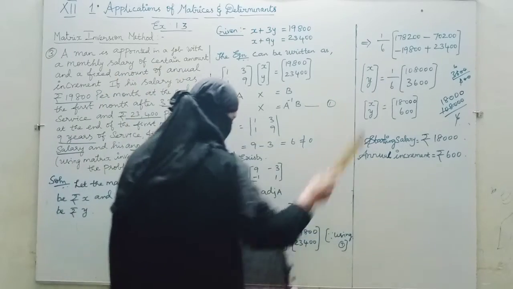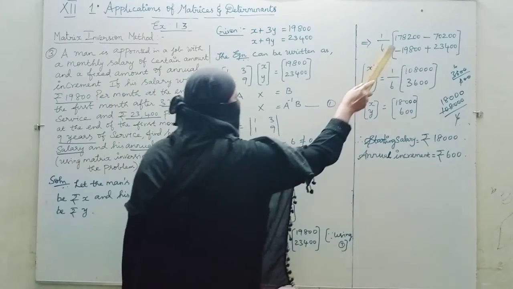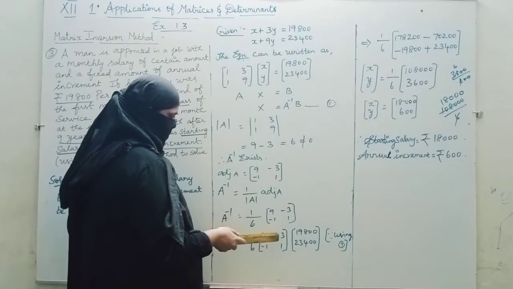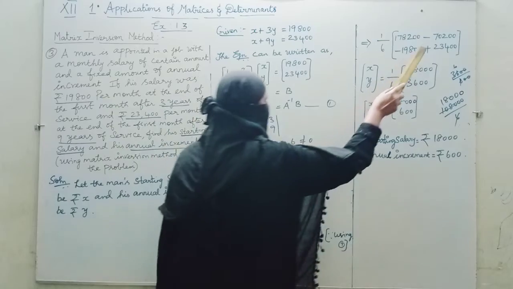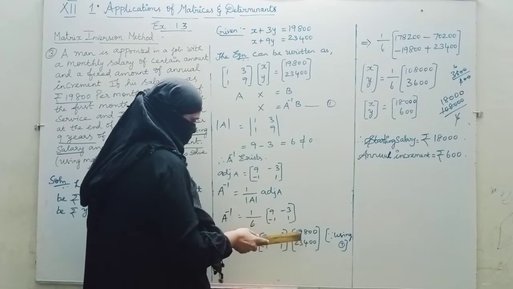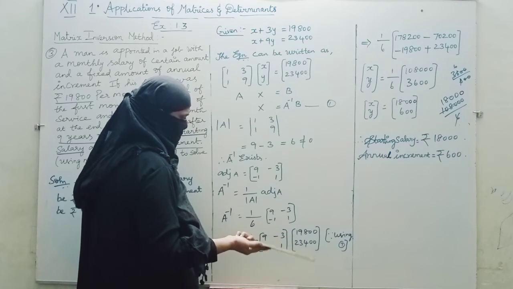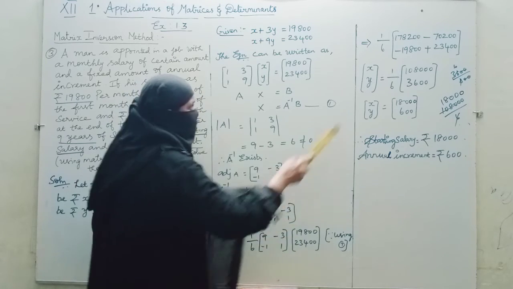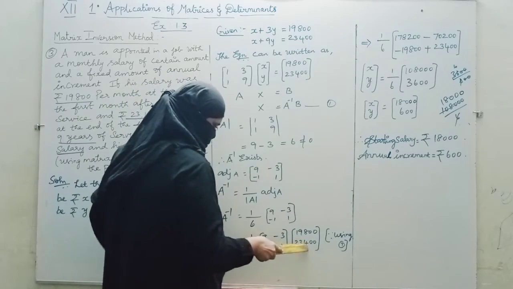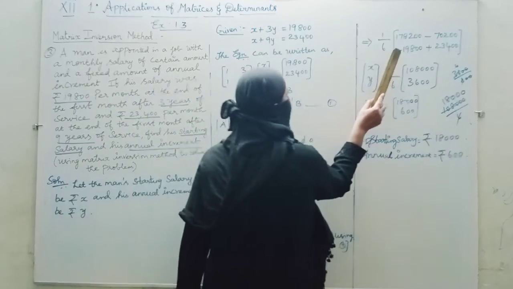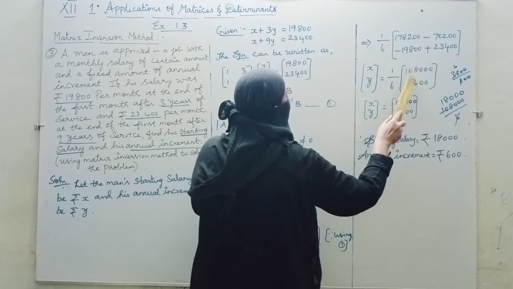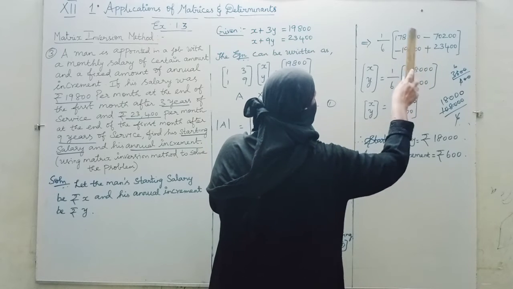So what is the answer you are getting? 9 into 198 means 1782, and then you can add double zero. Next one, 3 into 23,400, you get 70,200. Next, second row, first column: 198 into minus 1 is minus 198, and then 2 zeros should come. Next is 234 into 1, 234, and then 2 zeros. Now you can subtract these two terms. You will get 1,08,000.